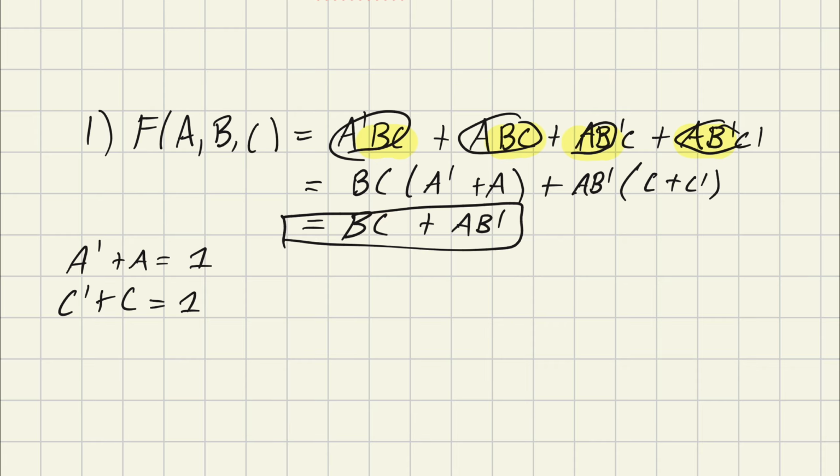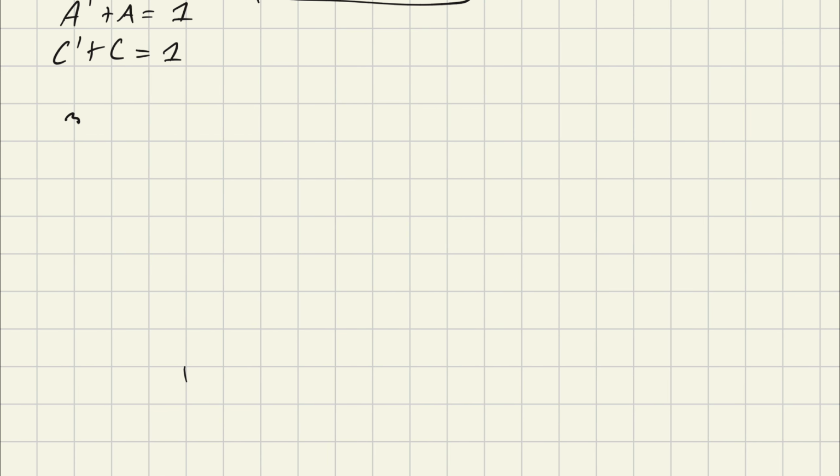Now, this method works, but it takes multiple steps and it's easy to make mistakes, especially when your logic function might be longer, more complicated, or have several terms, not just three. So to make this simpler, we can use a K-map. The first step to solving a K-map would be to identify the minterms.